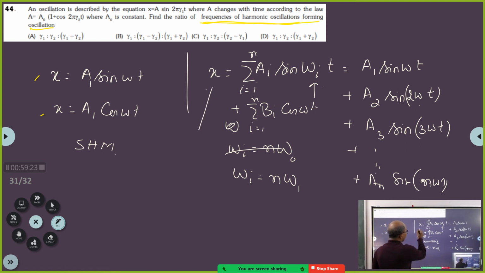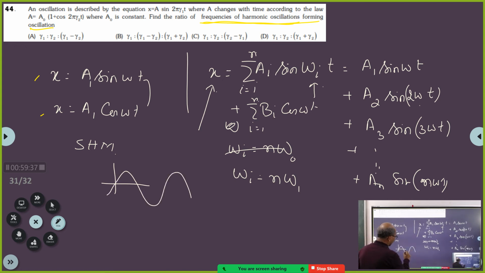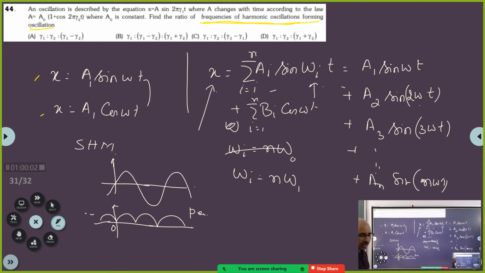Now in this case, the oscillations are definitely periodic in nature, correct? But they are not simple harmonic. For example, if I take this function, it is going to be like this. This is periodic and also SHM. Now supposing a combination of all this will result in this. Then what is this? This is periodic but not simple harmonic. Got it?